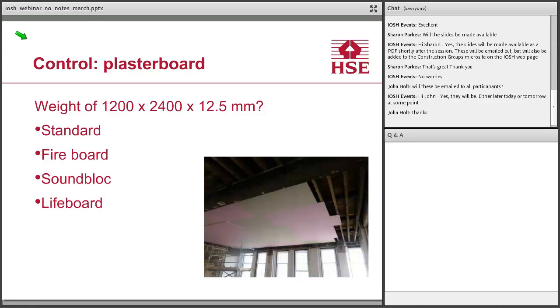What about plasterboard? There are all types of plasterboard you get: standard, fireboard, soundblock, lifeboard. Just take 15 seconds and write down what you think the weight of these boards are for the standard 1200 by 2400 by 12.5 millimetre board. So just write down what you think the weights of these boards would be.